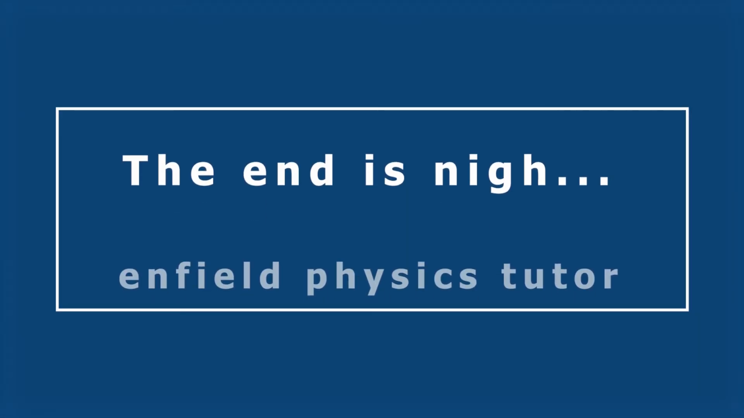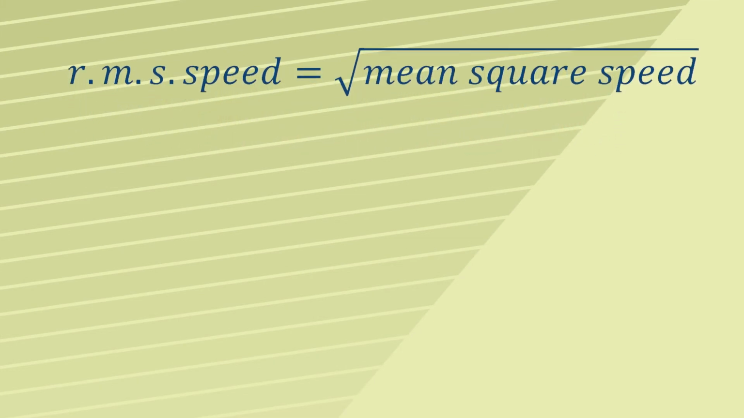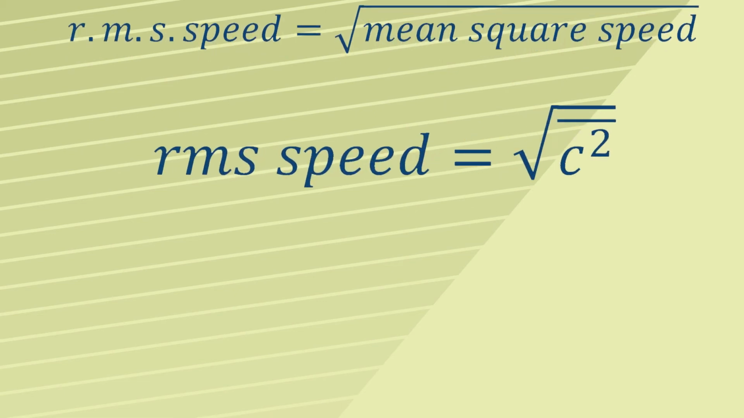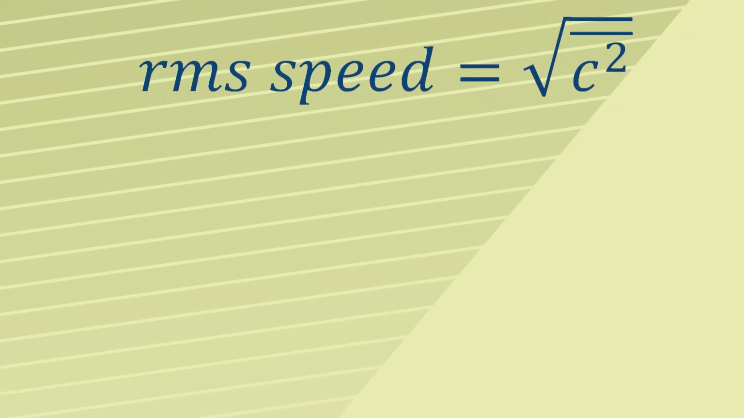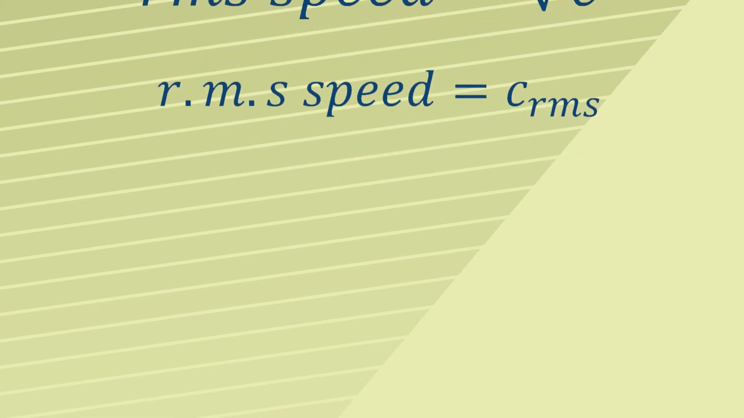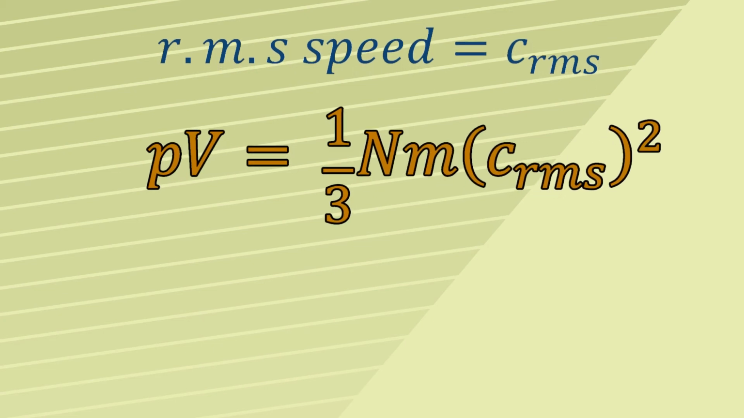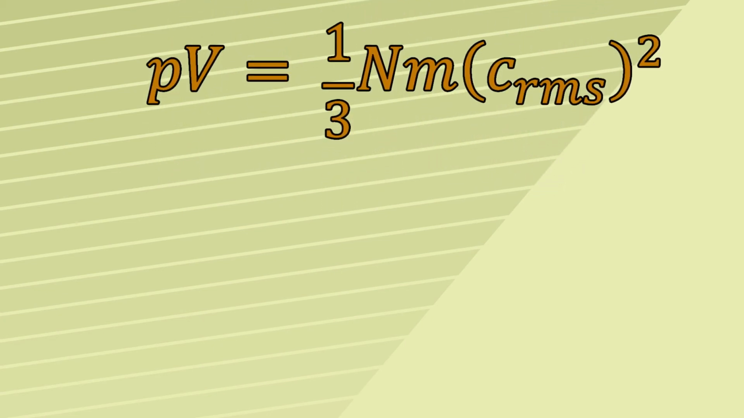We can almost see the mythical pot of gold at the end of the rainbow. Just one more mathematical concept, that of the root mean square. In this case, the root mean square speed is where we take the square root of the mean square speed, and we write this as c_rms. This therefore means that our pressure times volume formula becomes 1/3 N m c_rms squared.